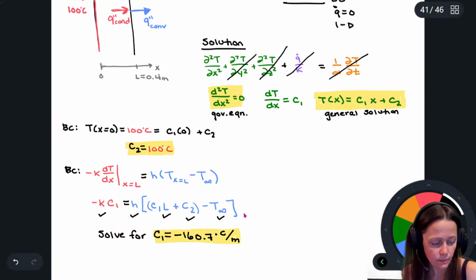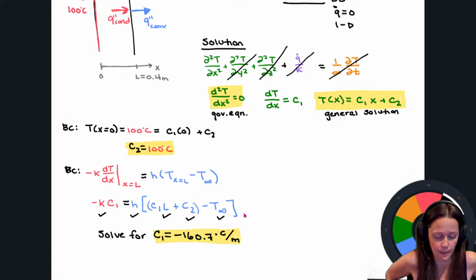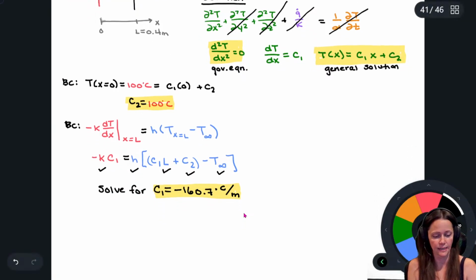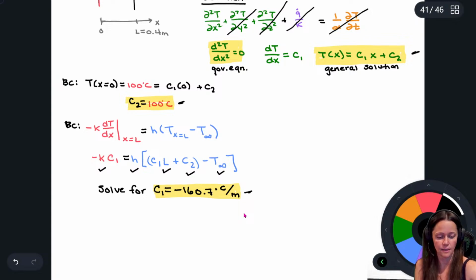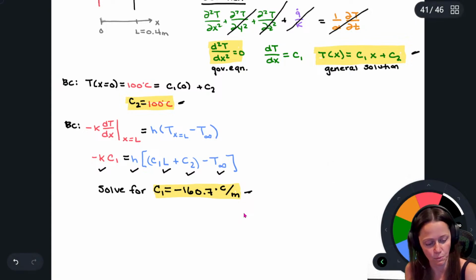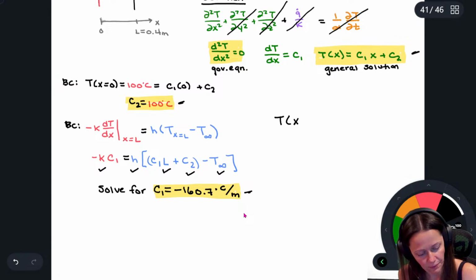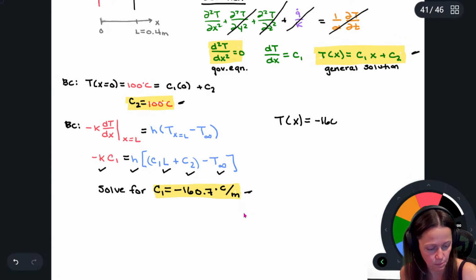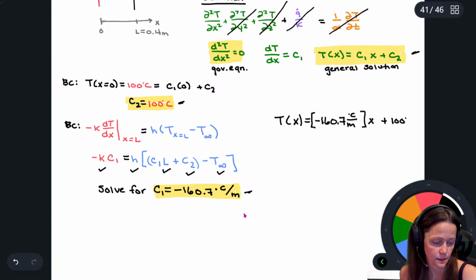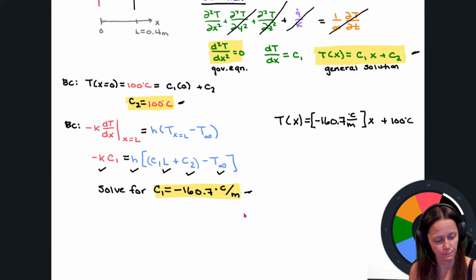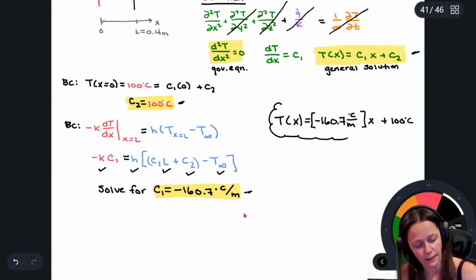And you could plug it in, honestly, on a test if you're running out of time and I asked you for the particular solution for the temperature distribution. Having this is enough to tell the story for me, but if you like having something written out, that's fine. So this would be negative 160.7 degrees Celsius per meter times x plus 100 degrees Celsius. There you go. Done. I'll put that in a happy cloud.